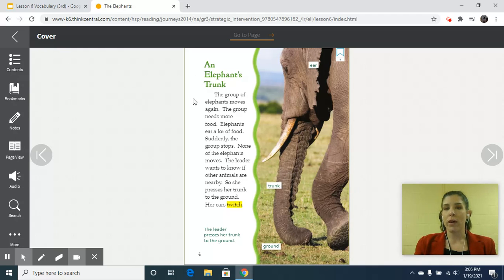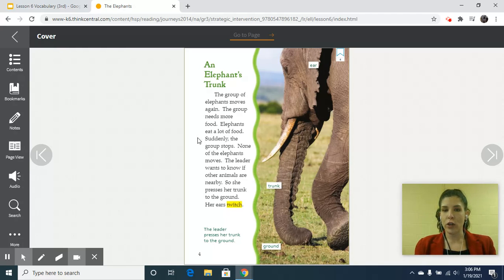So the group of elephants moves again. The group needs more food. Elephants eat a lot of food. Well, of course, they're huge. Even as babies, they're huge. Elephants eat a lot of food. Suddenly, the group stops. None of the elephants move. I wonder what's going to happen or what is happening.